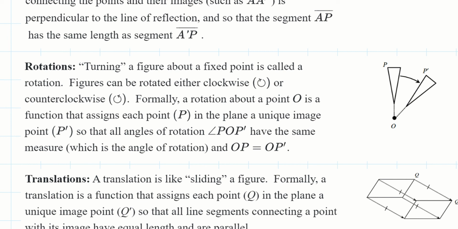Formally, a rotation about point O is a function that assigns each point P in the plane a unique image point P prime. That's what it does. It's just a function, right, that's moving the points P to a new location, so that all angles of rotation POP' have the same measure, which is the angle of rotation, and OP will equal OP prime.